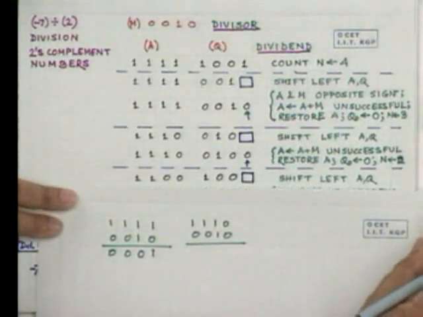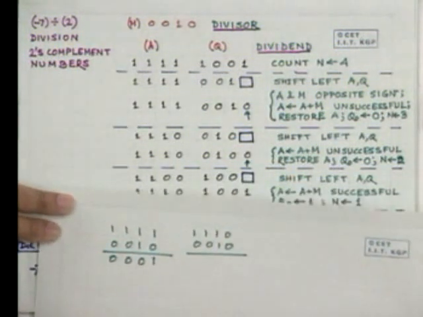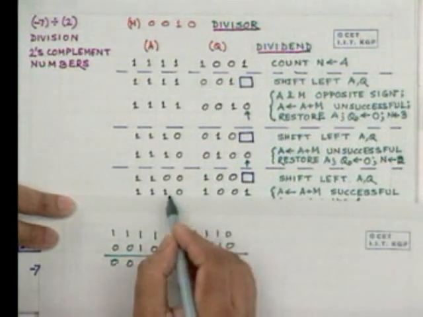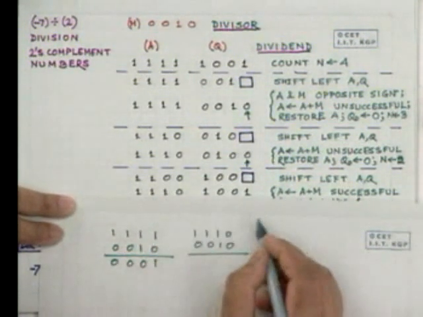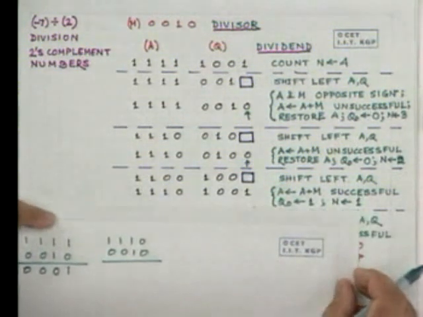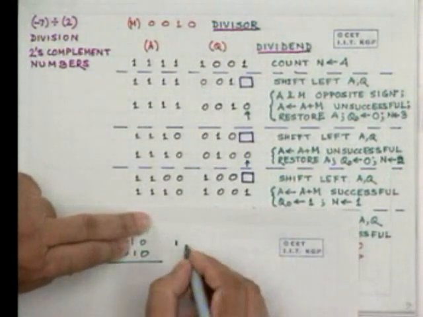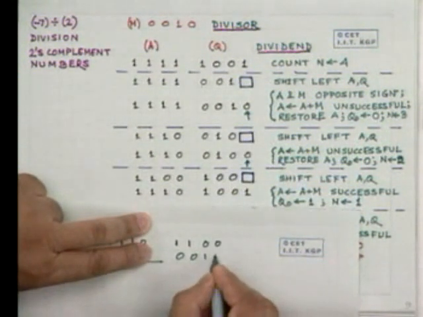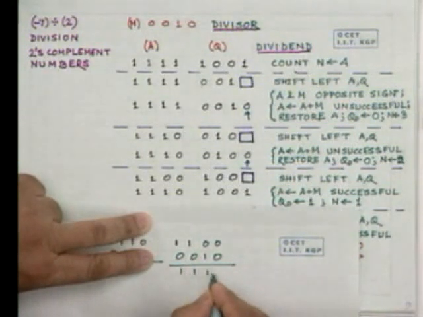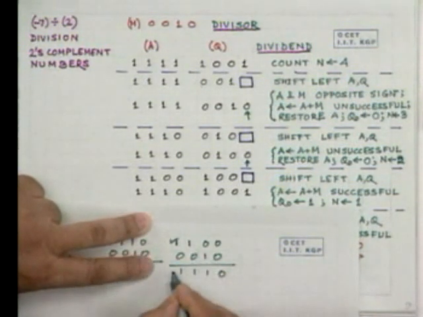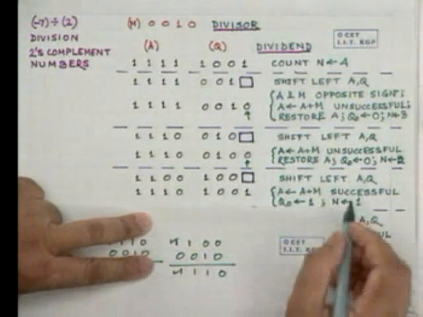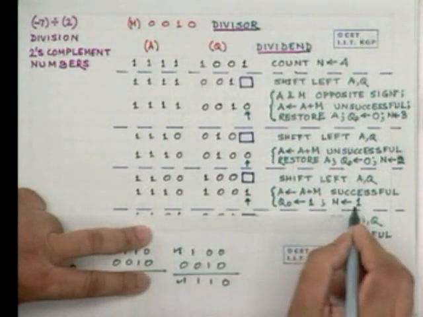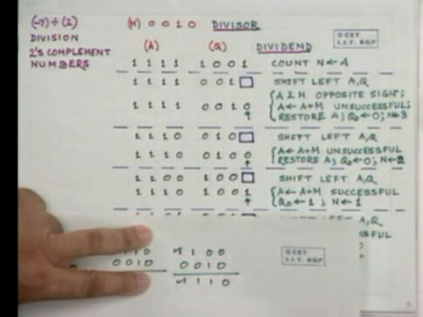Now, we shift left once more. Make A equal to A plus M. Now, this time it is successful because you see it was now, say, 1, 1, 0, 0. We add 0, 0, 1, 0. We get 1, 1, 1, 0. The original sign bit and this sign bit are the same, and therefore the operation is taken to be successful. Q0 is put to 1, and count is reduced to 1.